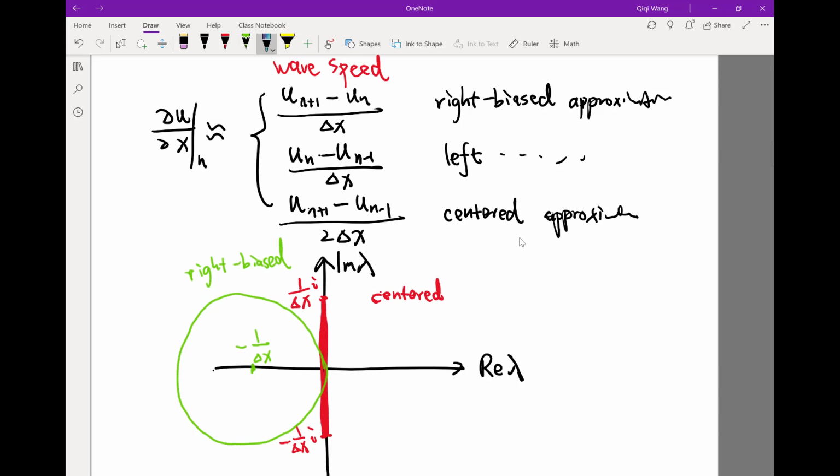All right, so a corresponding left biased scheme would be stable for positive a's, where the wind is coming from the left, blowing the solution towards the right, right? So this would be a left biased scheme, and the center of the circle would be 1 over delta x.